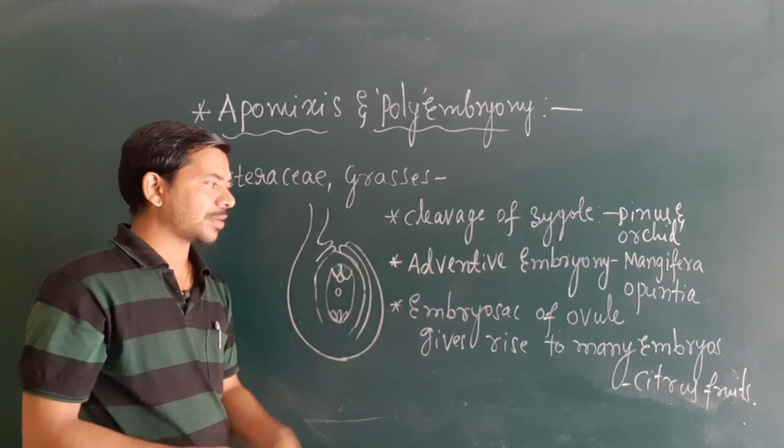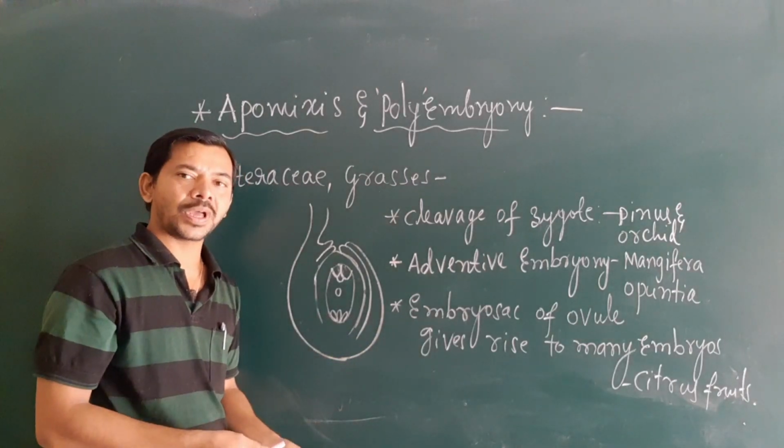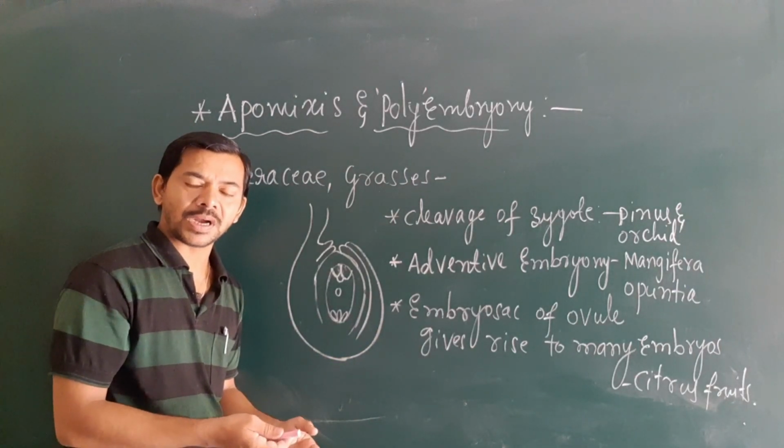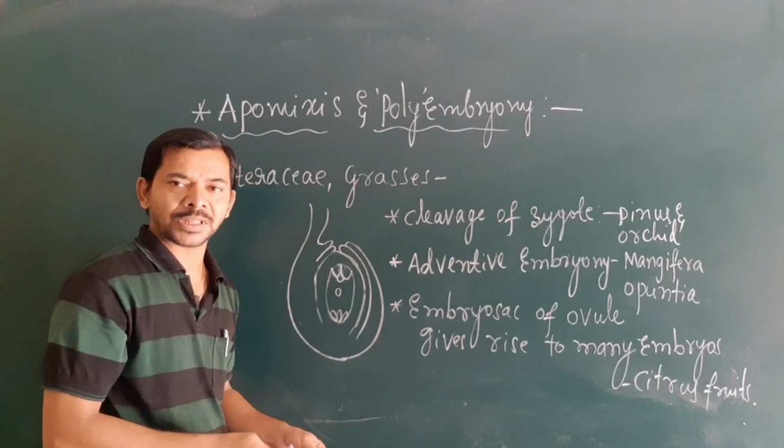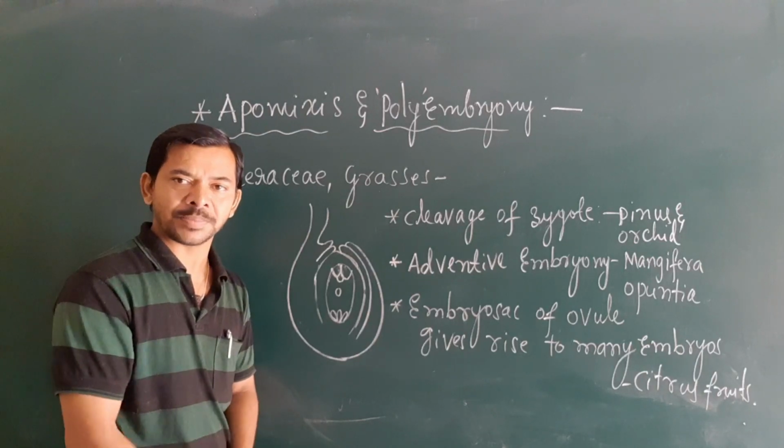Next, you can see that the embryo sac of the ovule gives rise to many embryos. It happens in certain species like citrus fruits. As an example, you can take orange or lemon.